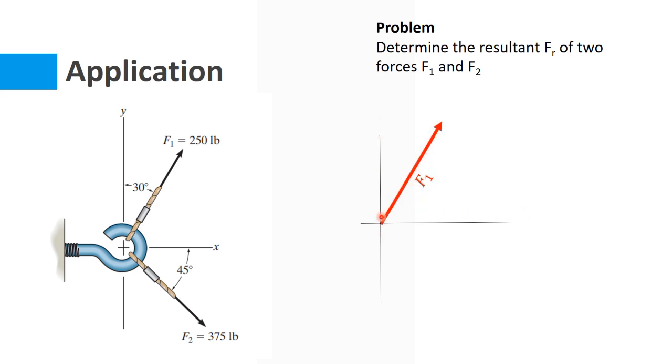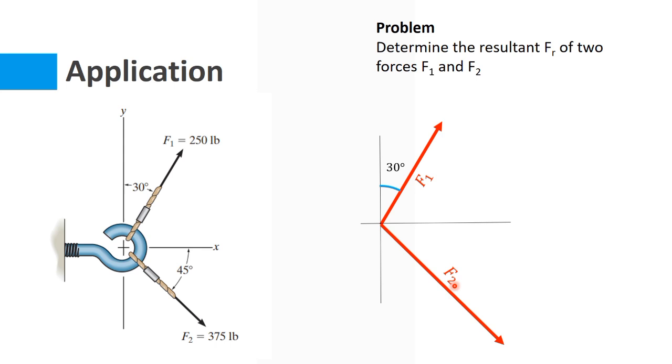Now we will draw an arrow which will show the force F1, and the length of this line would be 250 units. It can be 250 centimeters, 250 inches, 250 feet, whatever it is. But it will have a length of 250 units, because the magnitude of this force is 250 pound. And this line would have an angle of 30 degrees with the y-axis. Here you can see that this line has an angle of 30 degrees.